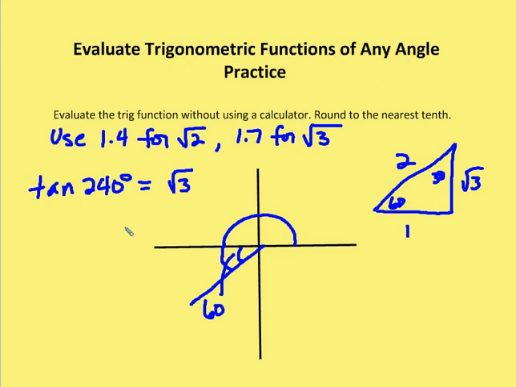Now I have to figure out what the sign, S-I-G-N, is of the tangent of 240 degrees. I do that by considering the signs of the y and x values. The sign of the y value is negative in the third quadrant. The sign of the x value is negative in the third quadrant. So that means the value of the tangent in the third quadrant is going to be positive. So my answer is going to be the square root of 3.